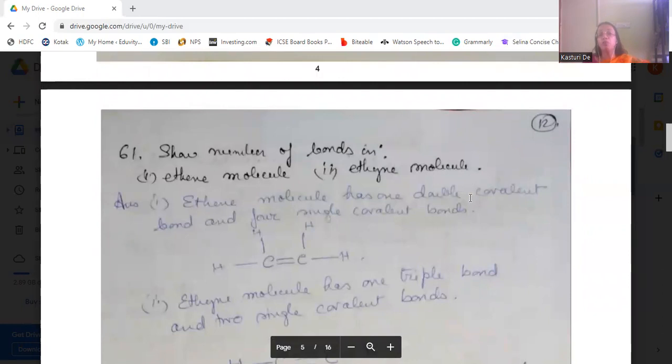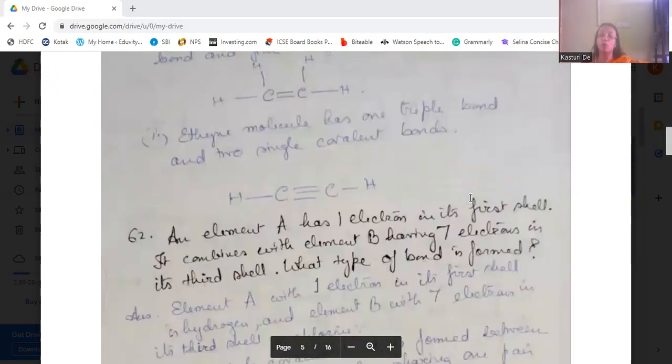Show the number of bonds in ethene molecule and ethyne molecule. Ethene molecule has one double covalent bond and four single covalent bonds. The double covalent bond is between carbon-carbon, and the single covalent bonds are between carbon and hydrogen. Now, ethyne molecule has one triple bond and two single bonds, that is, one triple bond between carbon-carbon and two single covalent bonds between carbon and hydrogen.